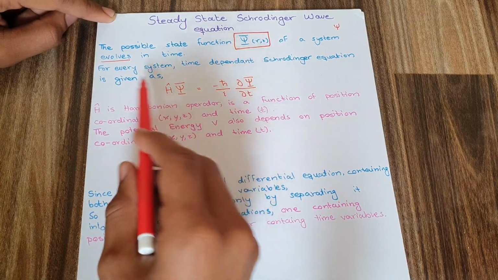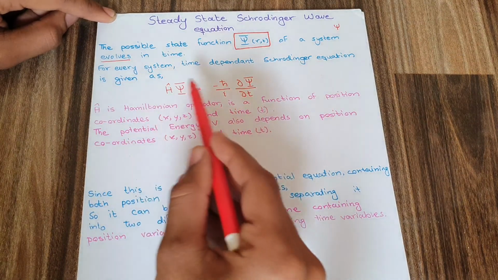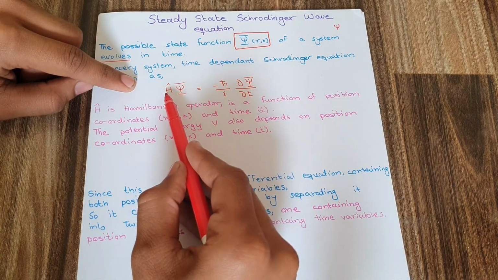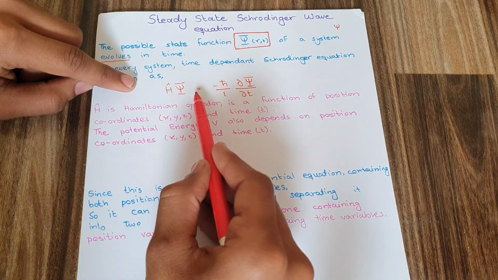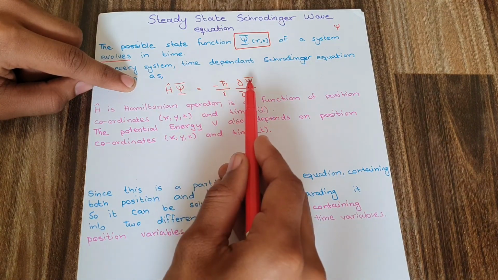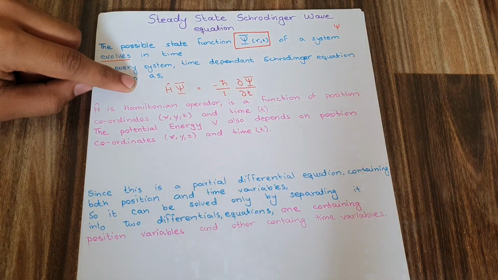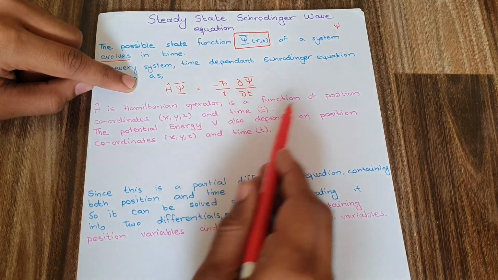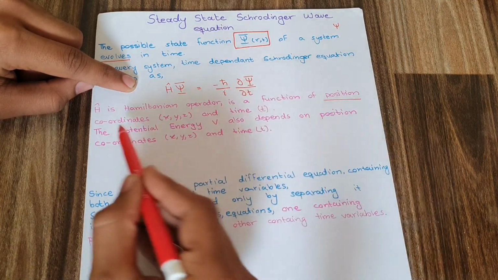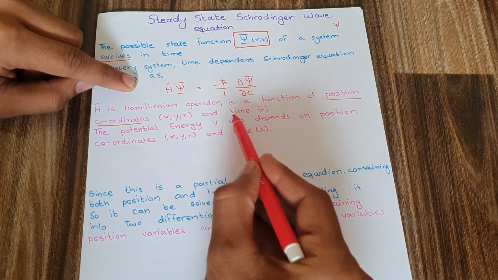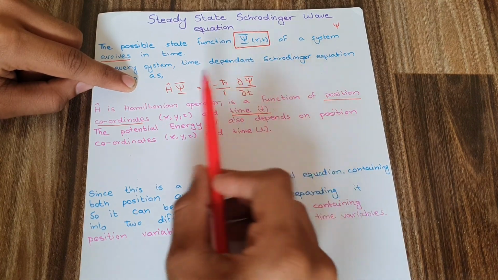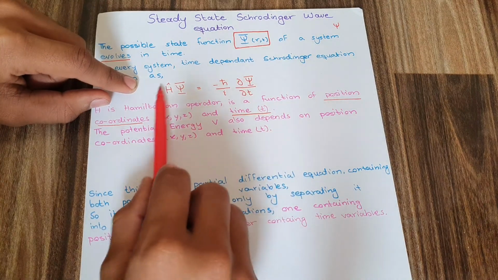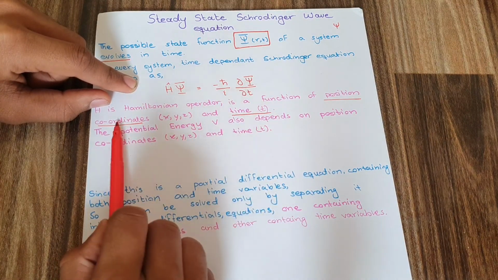The next thing is, for every system, the time dependent Schrodinger wave equation. This is the general form of the time dependent Schrodinger wave equation, in which the Hamiltonian operator operates on psi and gives out minus h cut over iota, curly psi over curly t. Now our Hamiltonian operator is a function of position coordinates and time. Since we are talking about psi that depends on position coordinates and time, I can say that my Hamiltonian operator is a function of position coordinates and time.